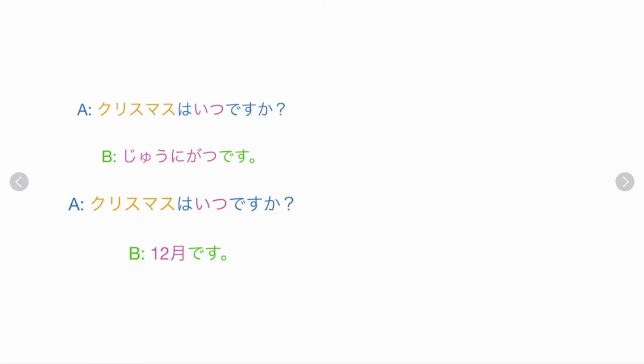So here's another word. This is Christmas in katakana. So, Christmas wa itsu desu ka? When is Christmas? 12月です. It's in December. 12月, the 12th month.